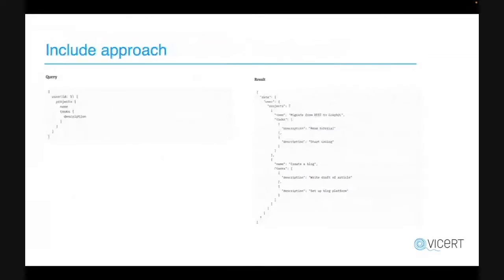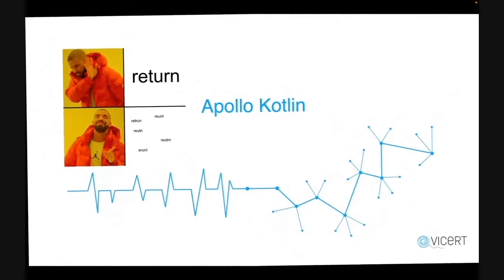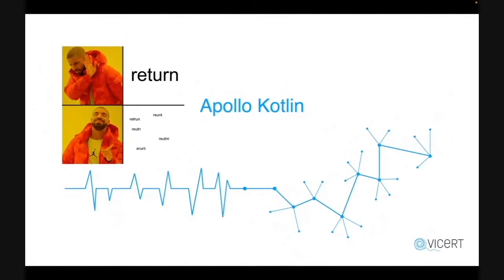Because of that, we can do this with a simple query. We have user by ID 1, and we can get all the project titles for the homepage, but also project tasks on the dashboard, without making multiple REST calls. But I think I went deep enough into GraphQL, so maybe we can return to Apollo Kotlin.